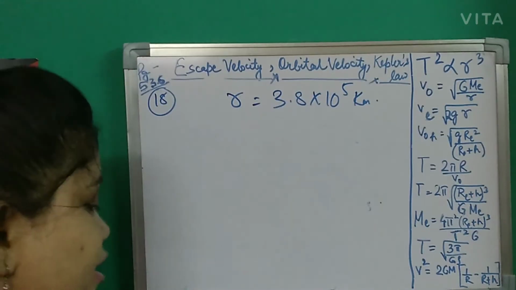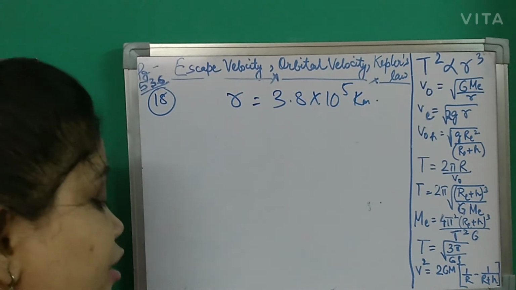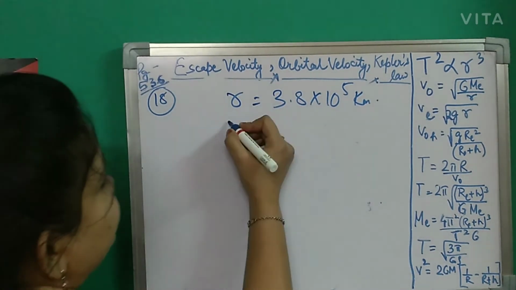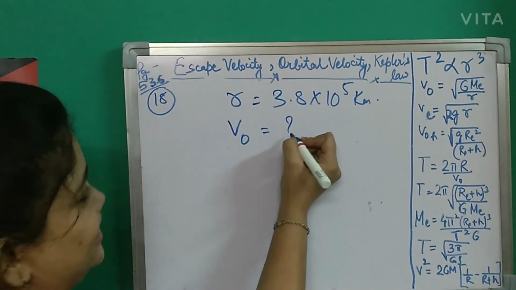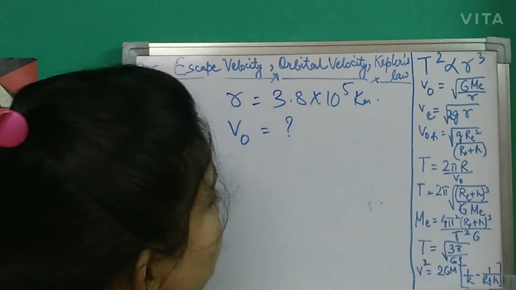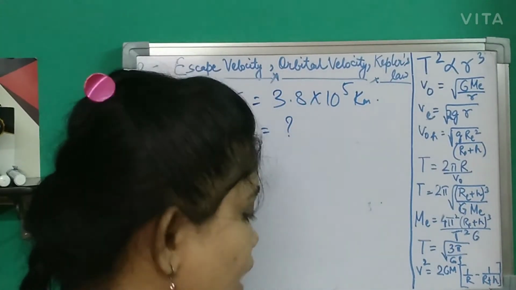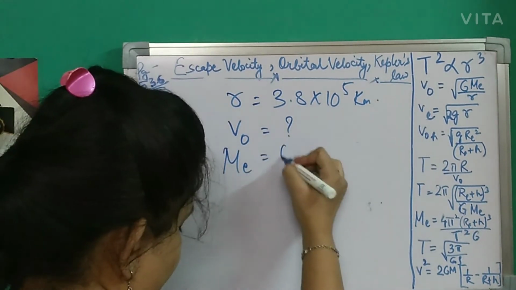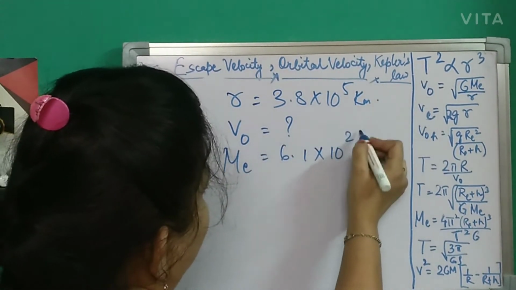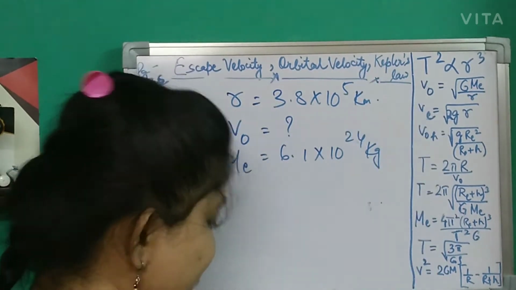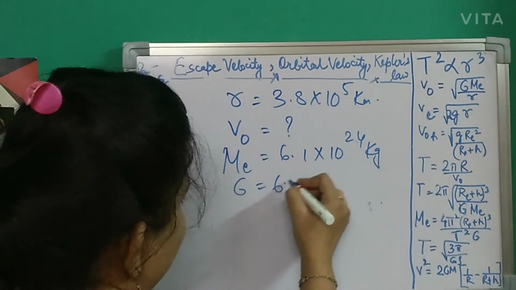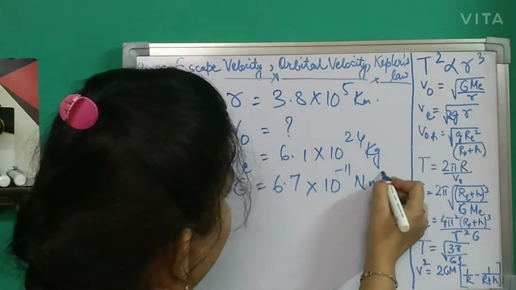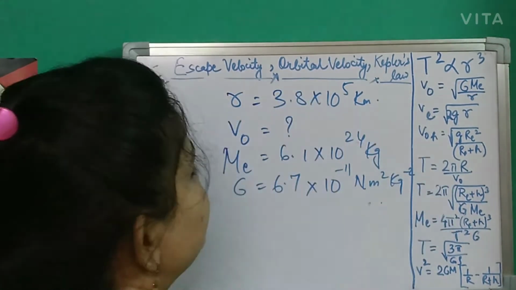Next, calculate the speed of the moon revolving around the earth. That means we have to find the orbital velocity of the satellite, because moon is the satellite of the earth. What else is given to you? Mass of the earth, ME, is given as 6.1 into 10 to the power 24 kgs. And G is given as 6.7 into 10 to the power minus 11 Newton meter square per kg square. So these three quantities are given to you.